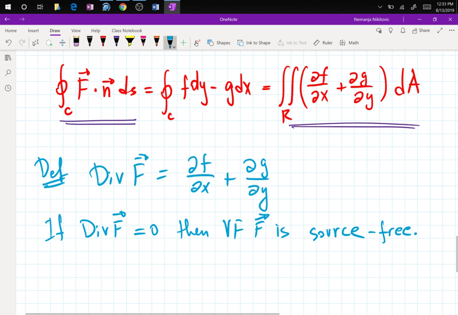So we use the divergence to take a look at the divergence of the vector field. And if the divergence is 0, that means that the whole vector field is source-free. And then we can also use Green's theorem, as you can see, to replace the flux. And that's Green's theorem, guys.